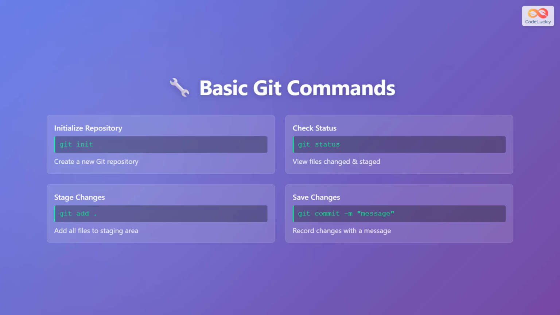Let's learn the fundamental Git commands you'll use every day. First, git init creates a new Git repository in your project folder, initializing version control. Second, git status shows you which files have changed and which files are ready to be saved. Third, git add . adds all your modified files to the staging area, which is like preparing them for submission. Finally, git commit with a message saves your changes to the repository along with a description of what you changed. These 4 commands form the basic workflow. Initialize your repo, make changes, check what changed, stage your files, and commit with a meaningful message.